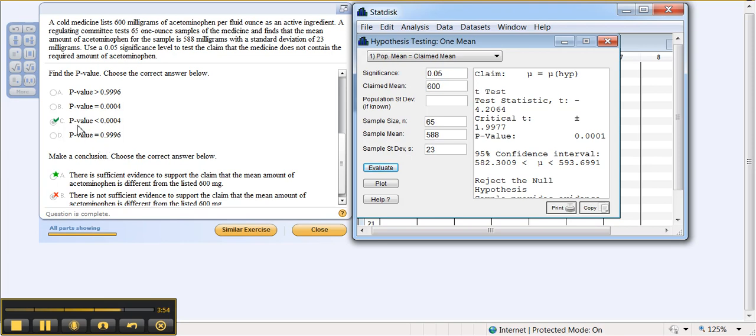So we have our p-value. The best one here is this one. It says the p is less than 0.0004, and yes, it is. It is 0.0001. So none of these other ones would be true.